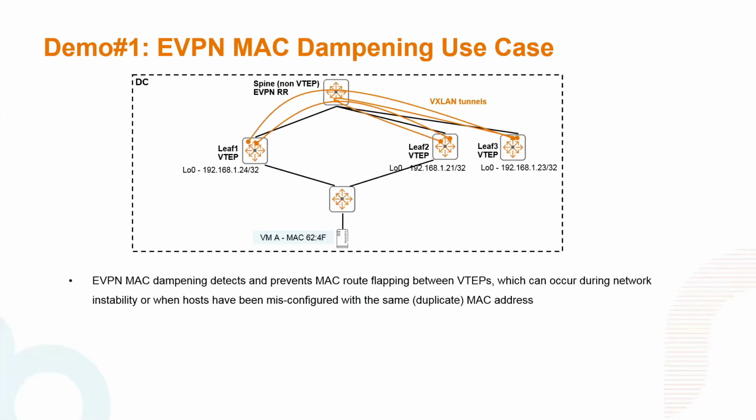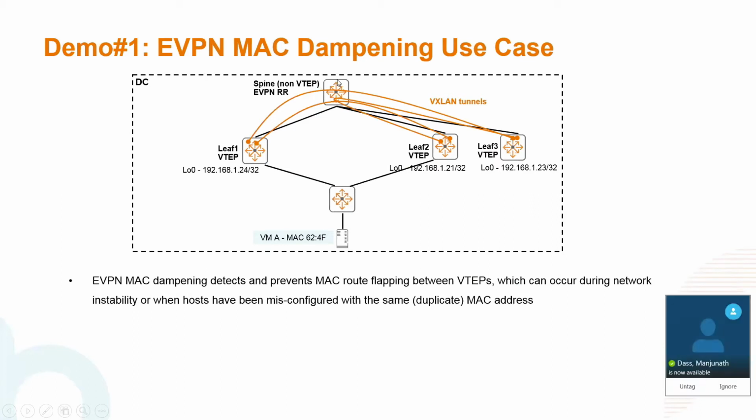So let's get into the demo. This is the topology that I'm going to use for today's demo. This is a non-VTEP RR. Since it's an IBGP, a route reflector is used. This is leaf 1, leaf 2, and leaf 3. The MAC move is happening from leaf 1 to leaf 2 and vice versa. Leaf 3 is just to showcase how a MAC move that is happening from leaf 1 to leaf 2 is seen by leaf 3. What is the impact of the MAC move on leaf 3? And I'm using an L2 switch in between to move the MACs.